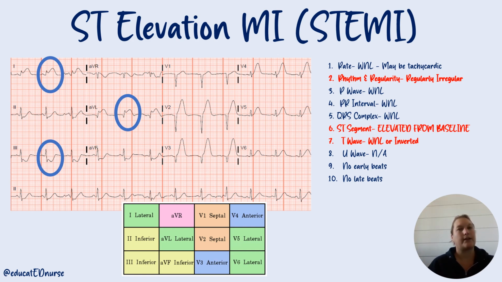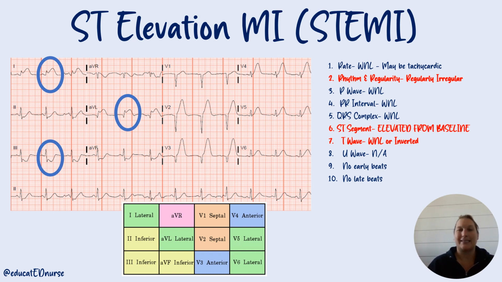Now, the rhythm and regularity is abnormal, okay? It's going to be irregular when we look at some of the other criteria moving down the line here. In this particular EKG, there is a P wave and there is one before every QRS, so that's okay. If we were to measure the PR interval, we would find that the PR interval is normal. There is a QRS complex.